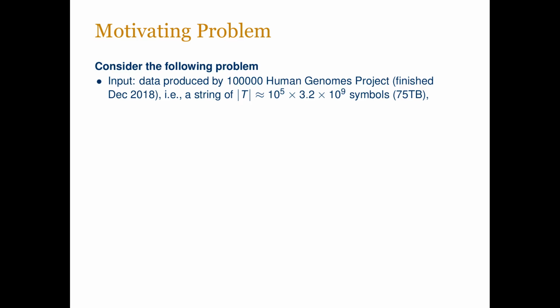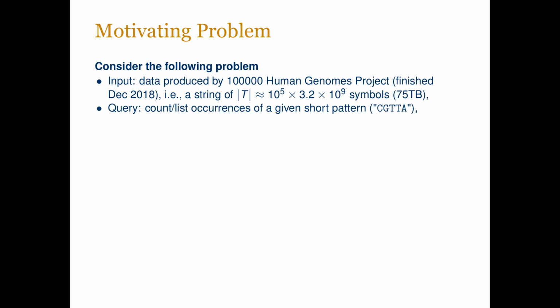As a motivation for this research, consider the following problem. The 100,000 Human Genome Project is a research project that involves obtaining a complete genome of 100,000 people to study various genetic diseases. This project has recently been finished, and since a human genome consists of about 3.2 billion symbols, the size of this dataset, assuming each symbol is encoded using 2 bits, is around 75 terabytes.